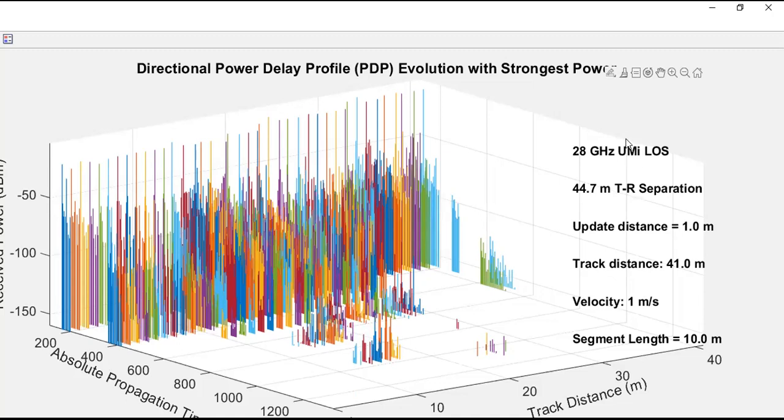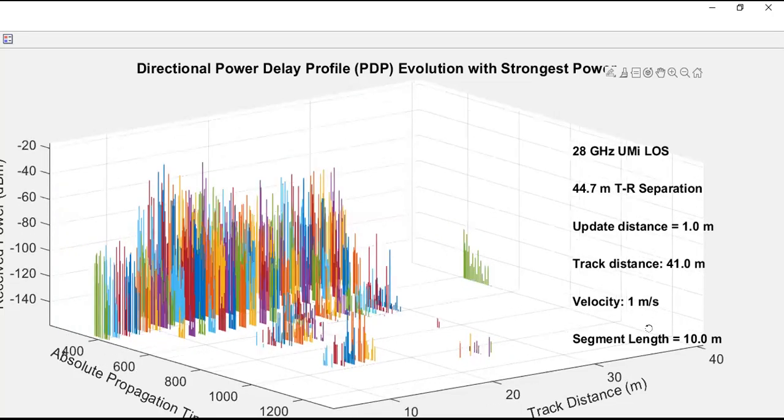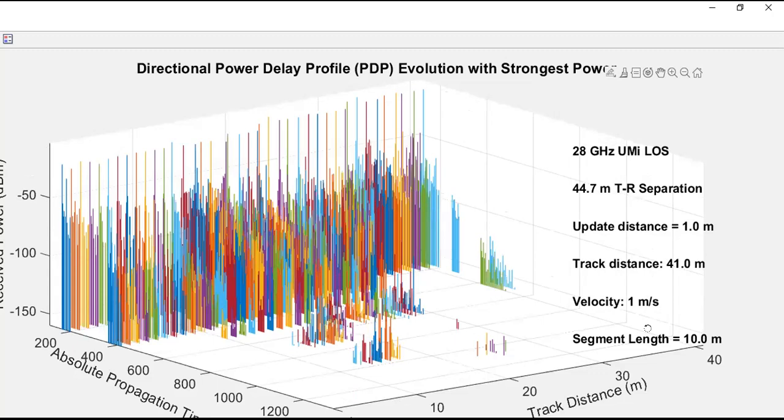So the tier separation. Some simulation data is also shown here. The velocity is 1 meter per second.